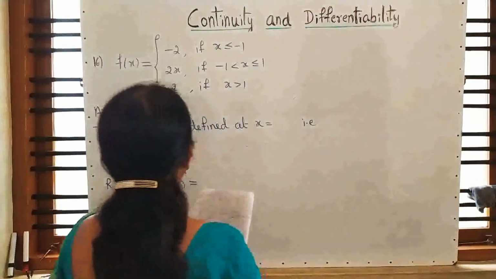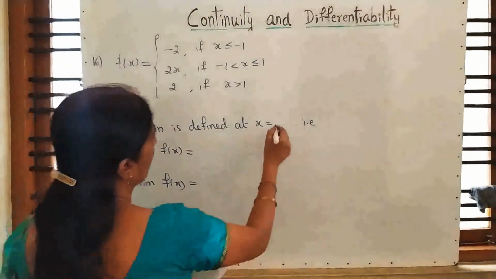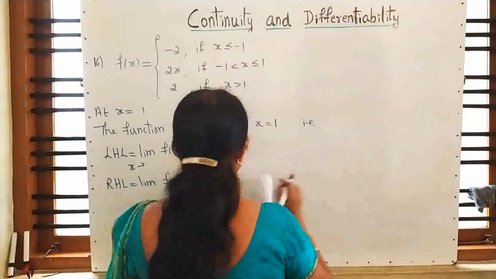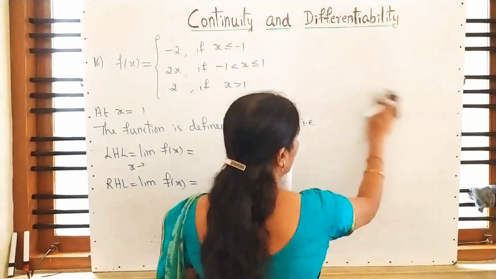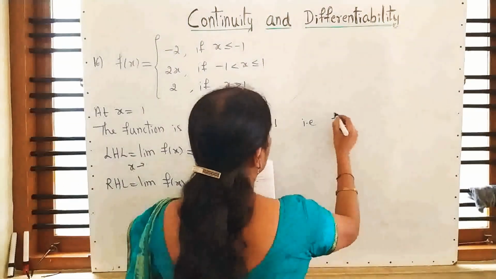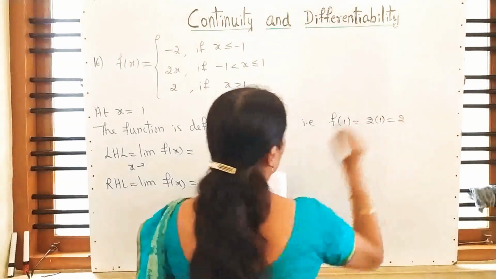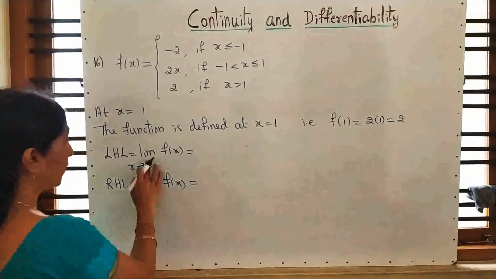See, the function is defined at x is equal to 1. Correct or not? Where at x is equal to 1? In the second expression. So, in the second expression means we have to write like this. F of 1 is equal to 2 into 1. That is 2.